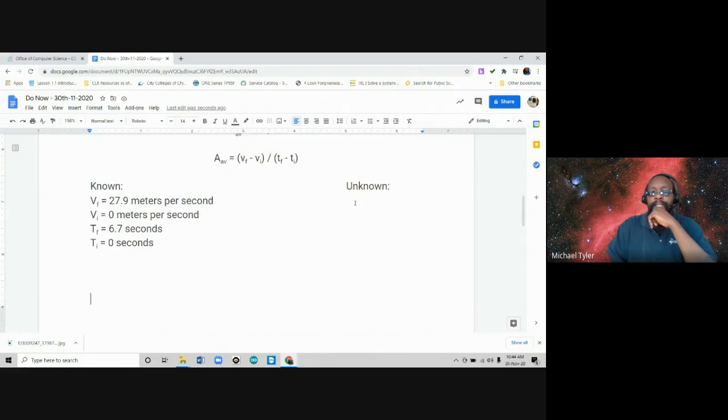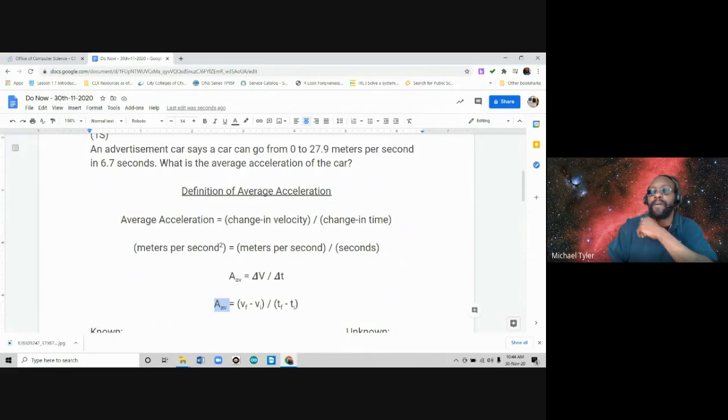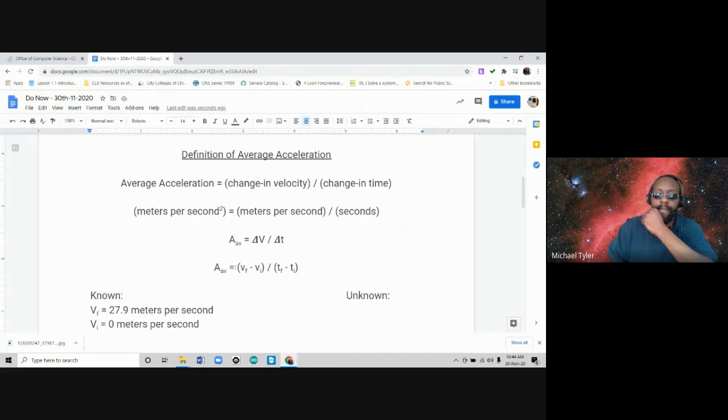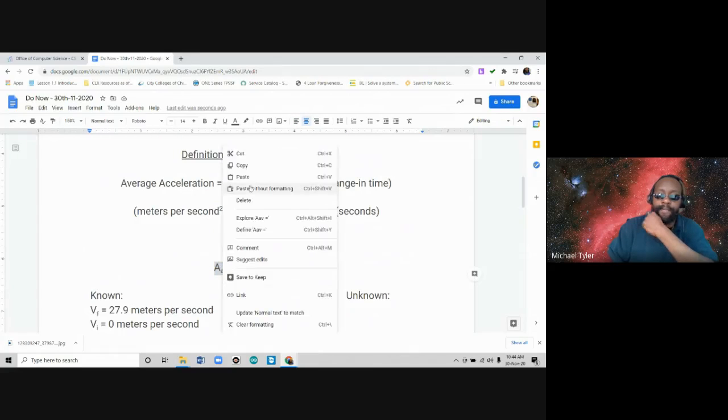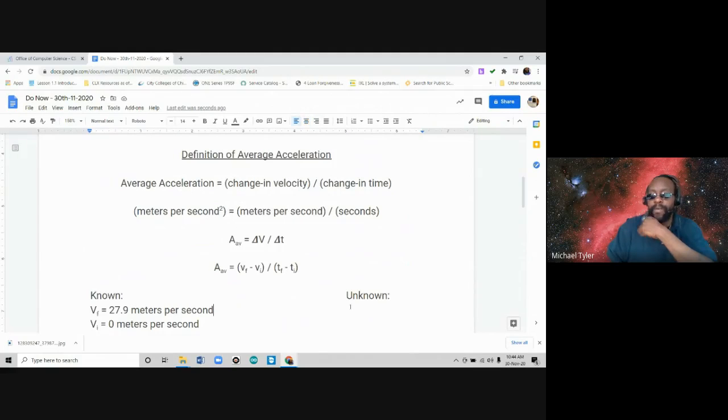All right, so unknown. Well, what don't we know? If we look at this equation that we've been using, the only part we don't have is our unknown value, and it's an easy way to figure out if you have to do algebra or not. This is already set up to find it. The question also tells you what you need to calculate for. So it's the average acceleration of the car. All right, so let's grab that. What is average acceleration? This is what the question asks. That's our unknown value.